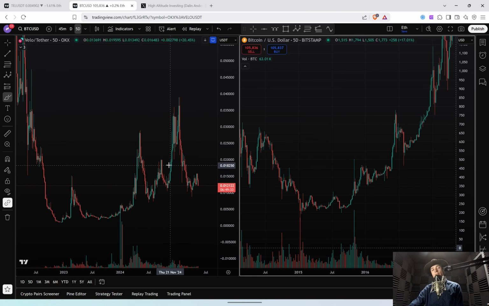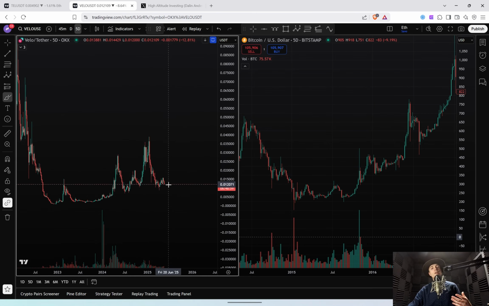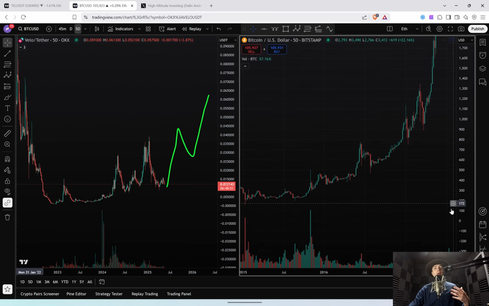So I see a very similar thing over here on Velo. We are getting chopped around a lot, but we're still making higher highs and higher lows, and we're building momentum consistently over time in preparation for a parabolic run up to a new all-time high. And I personally think this run on Velo will be very vertical, especially once it can build enough momentum to really start going parabolic like Bitcoin did over here.